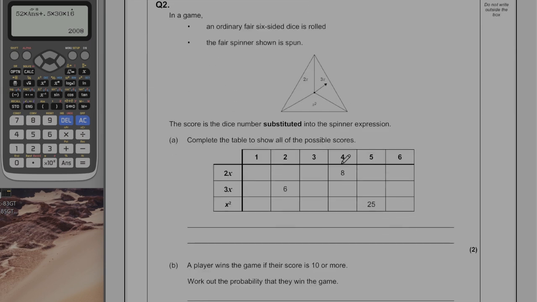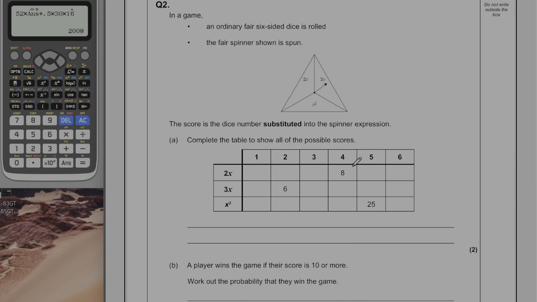Right, question two. In a game, an ordinary fair six-sided dice is rolled. A fair spinner shown is spun. So we've got the 2x, 3x, and x squared there. Complete the table to show all the possible scores. The score is the dice number substituted into the spinner expression. Missed that word in. Complete the table to show.